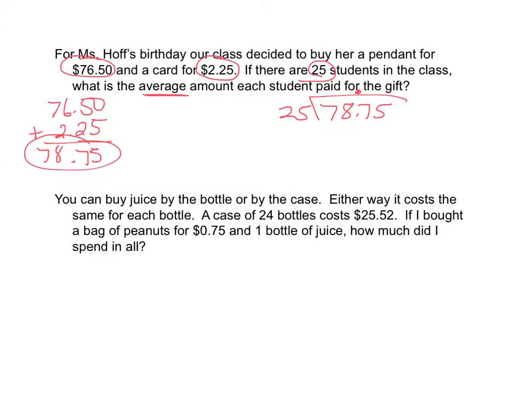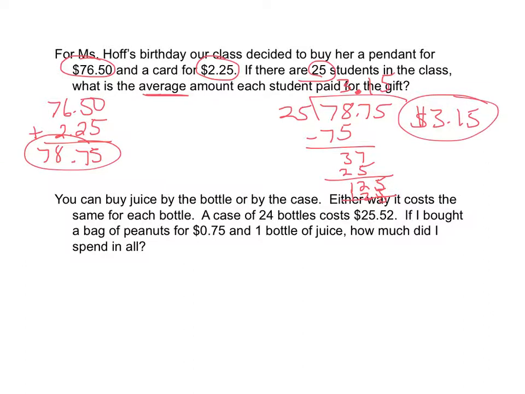I'm going to bring my decimal point up right away. 25 goes into 78 3 times, which would be 75. Leaving us with 3 left over. 25 goes into 37 once. Which leaves us with 125. 25 goes into 125 5 times, thinking like quarters. So each student paid $3.15.